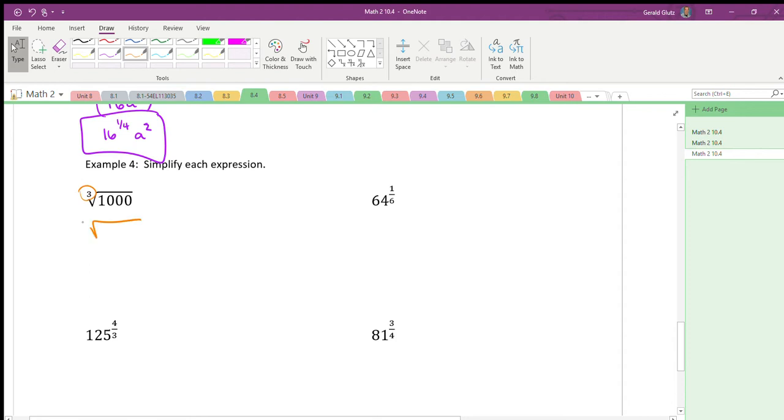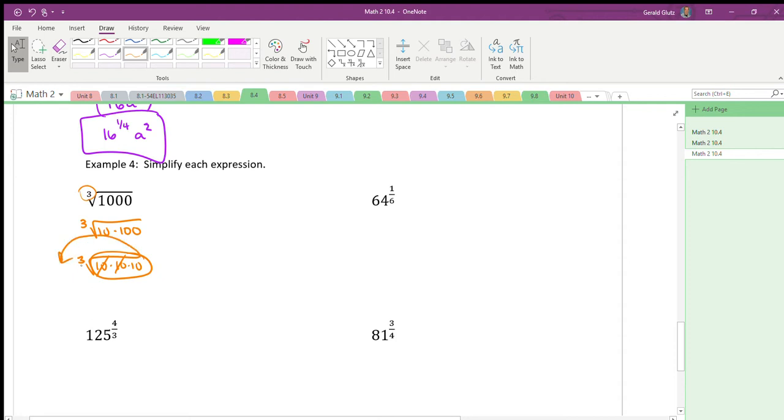So another way to write 1,000 would be 10 times 100. Another way to write 100 is 10 times 10. So 10 times 10. So notice, we're just looking for 3 of the same term. So we got 3 10s, 2 of those go away, 1 comes out.